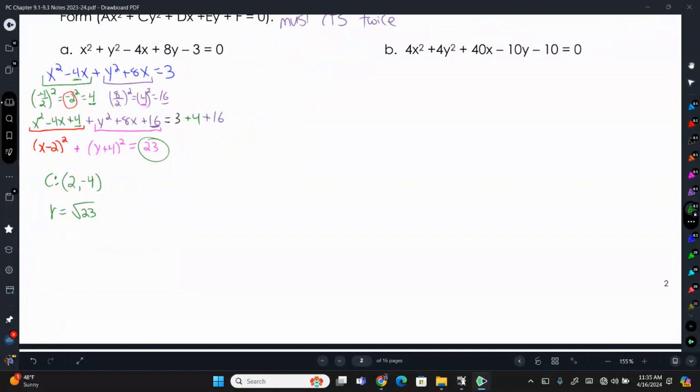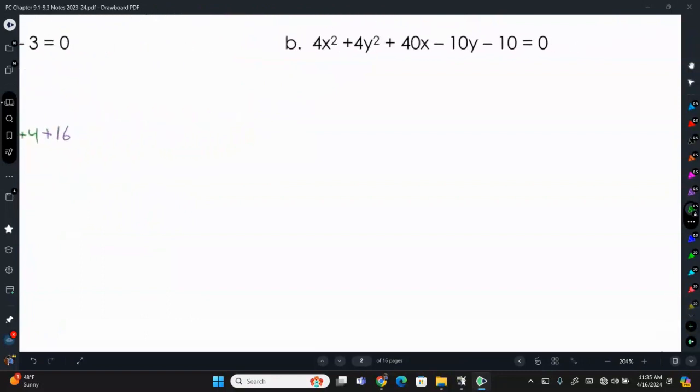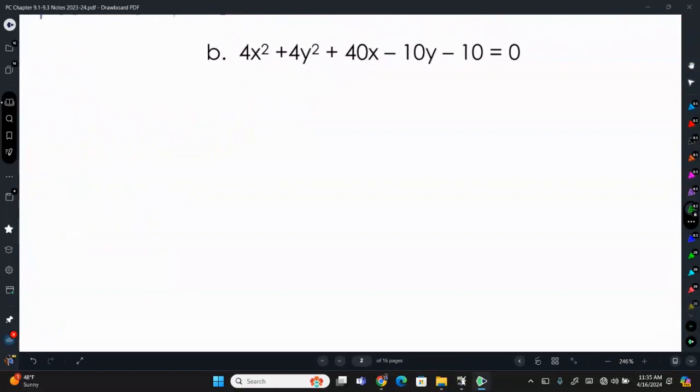So now with letter B. On letter B, you'll notice that there's a 4 in front of the x squared and the y squared. So we're going to do the exact same thing. We're going to put the x's and y's together and the constant on the other side. So 4x squared plus 40x plus 4y squared minus 10y equals 10.